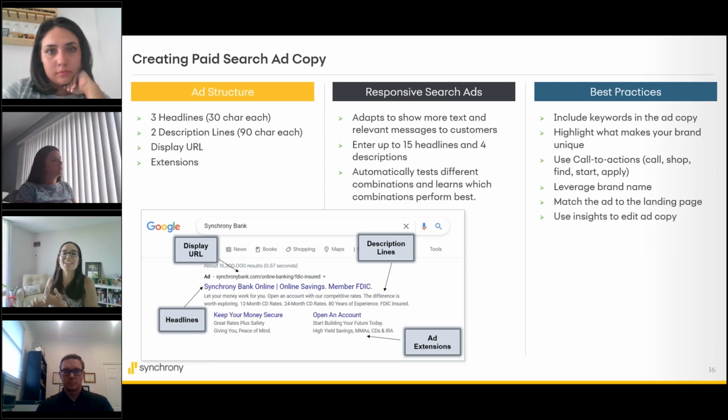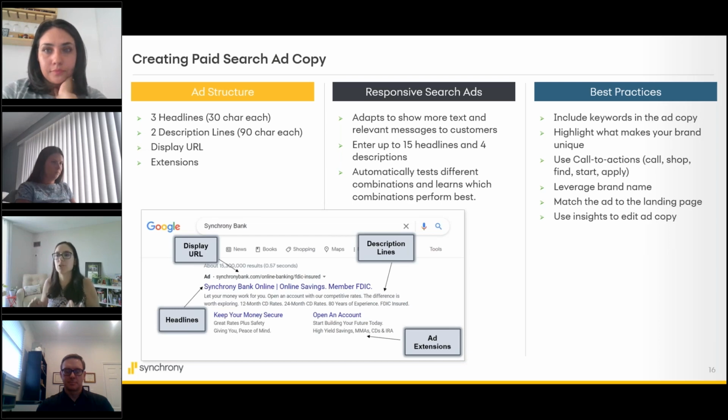Number 1, include your keywords. I know we just went over how to create keyword lists, but definitely include them in your ad copy. It's going to boost your relevancy. And when your keywords are actually included in your ad copy, both engines will bold it in the SERP itself to give a visual cue to the consumer saying, hey, this is very relevant to what you were looking for.